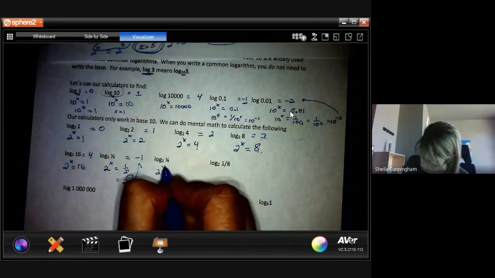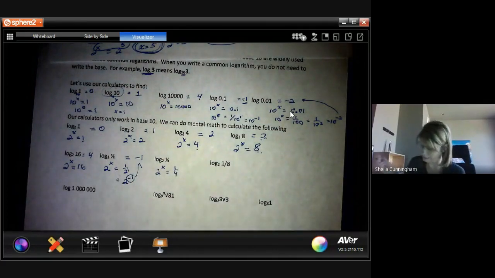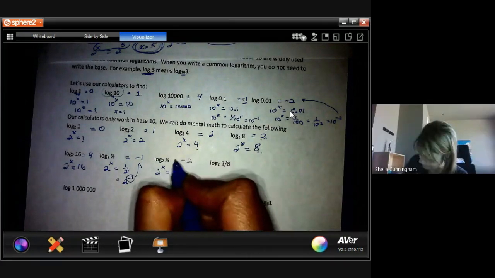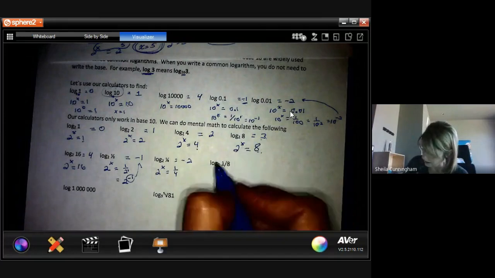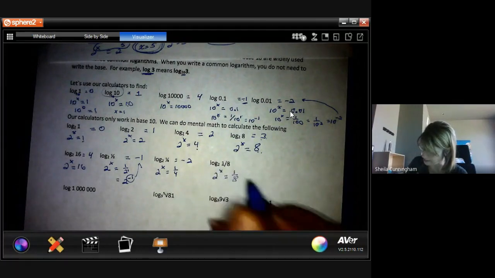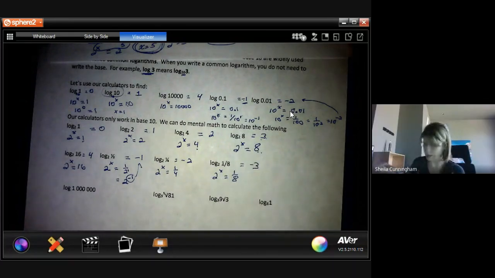So then if I go 2 to what power is equal to 1/4, you're going to tell me it is? -2. Yep. And then 2 to some power is equal to 1/8. -3. And that's going to equal -3. You betcha.